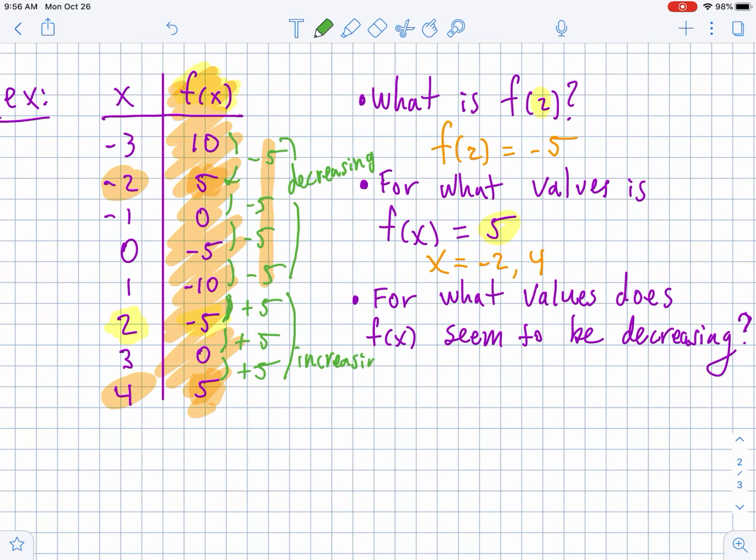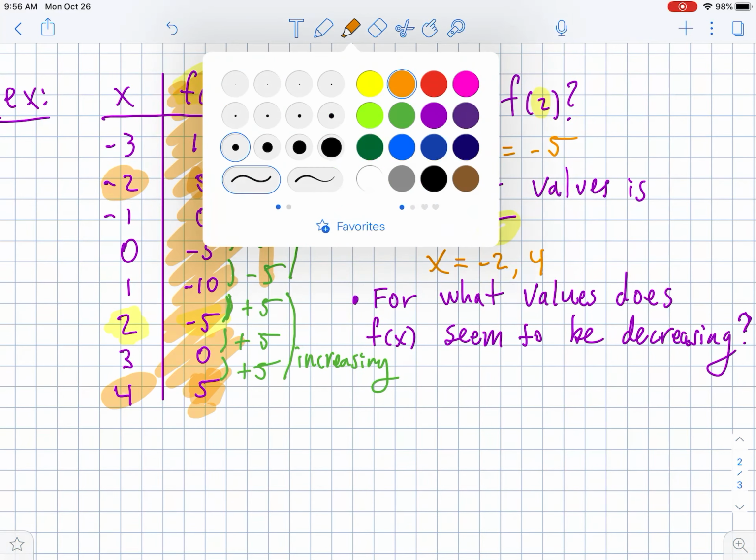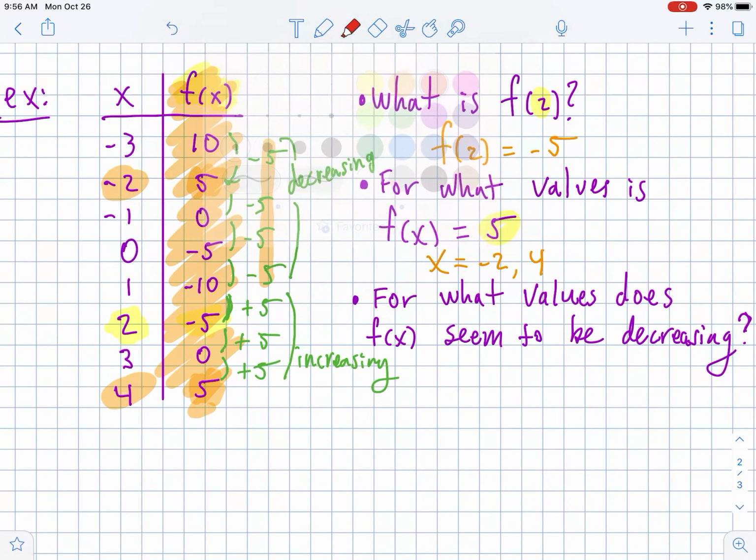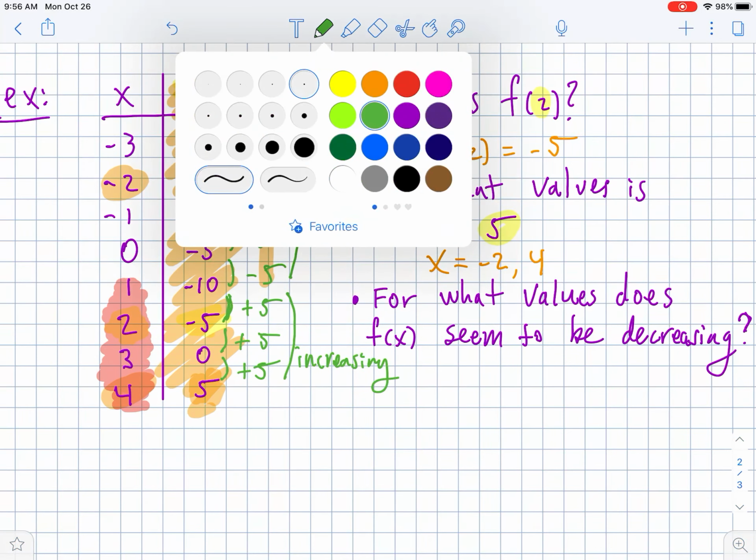So here, this section is where it was decreasing, from here to here. Here is where it's increasing. So in terms of the x's, it started increasing from 1 to 2. It jumped up 5, so it's starting at 1, and then it kept increasing 1, 2, 3, 4.